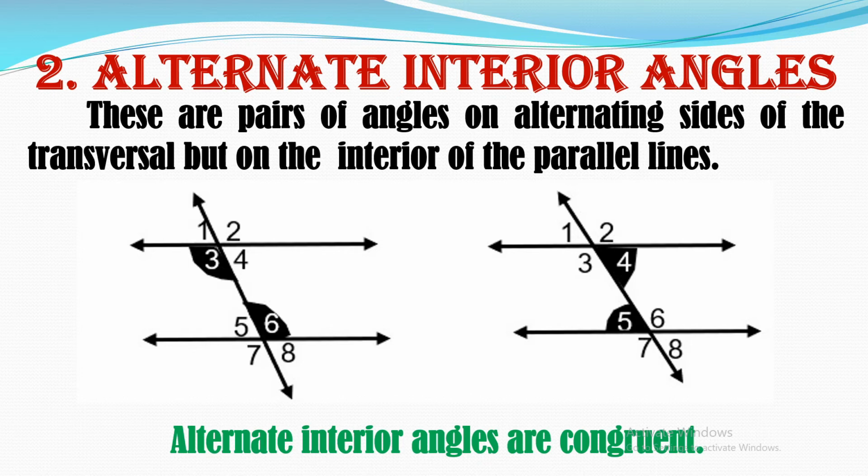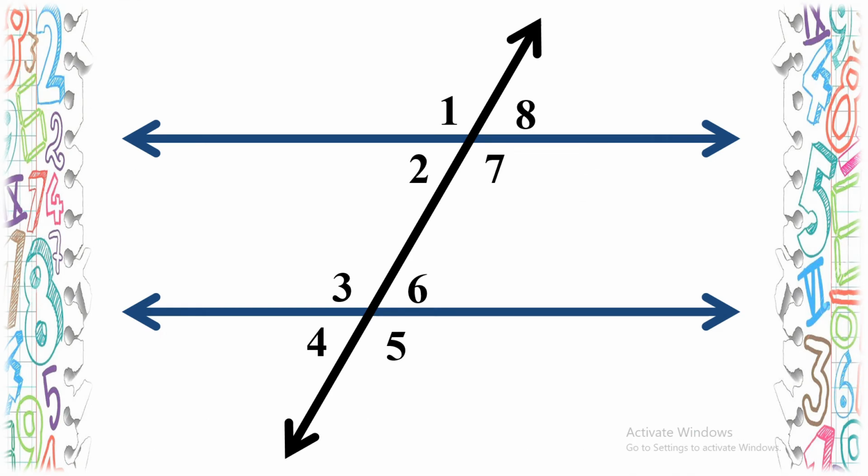So like corresponding angles, alternate interior angles are also congruent. Let us have this example. Can you name the alternate interior angles? Very good. We have angle 2 and angle 6. And of course, we have angle 7 and angle 3. Take note, given two parallel lines cut by a transversal, there are two pairs of alternate interior angles.